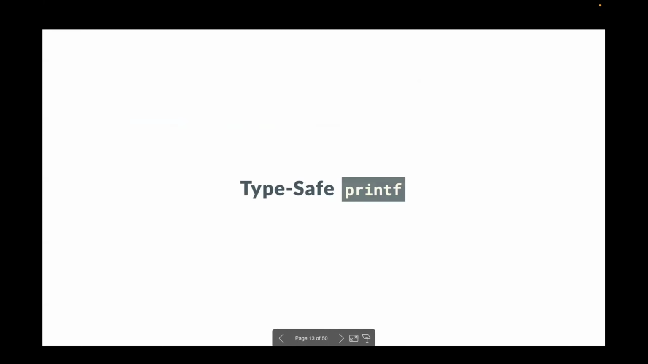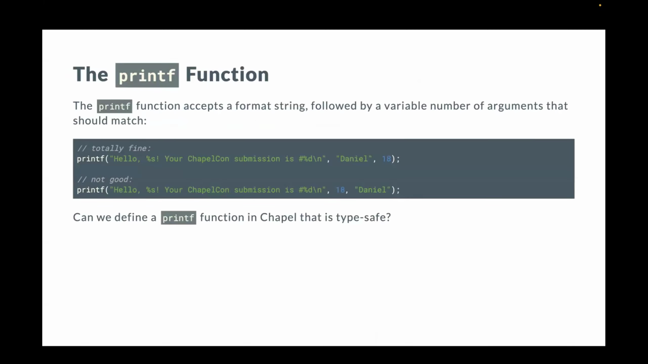And now let's move to the type safe printf. You're probably familiar with printf. It's a function that takes a string with some placeholders indicated by percent whatevers, like %s and %d, and then some arguments that are spliced in place of these placeholders. So here I have "hello %s, your ChapelCon submission is %d", and the string Daniel will be spliced in place of %s, and the number 18 will be spliced in place of %d.